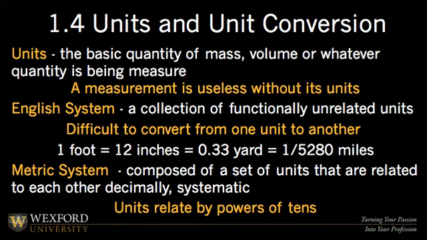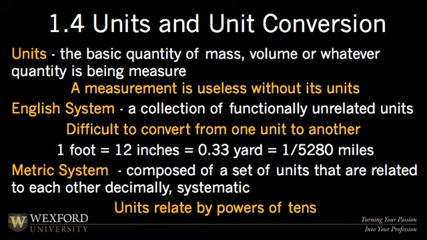Now, looking at units and unit conversion, we see that units are the basic quantity of mass, volume, or whatever quantity is being measured. A measurement is useless without its units. In the English system, we have a collection of functionally unrelated units, which makes it difficult to convert from one unit to the other. For example, 1 foot is equal to 12 inches, which is equal to 0.33 yards, which is equal to 1 over 5,280 miles. However, the metric system is composed of a set of units that are related to each other decimally and systematically.